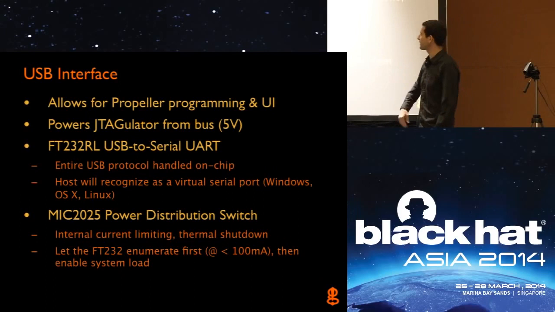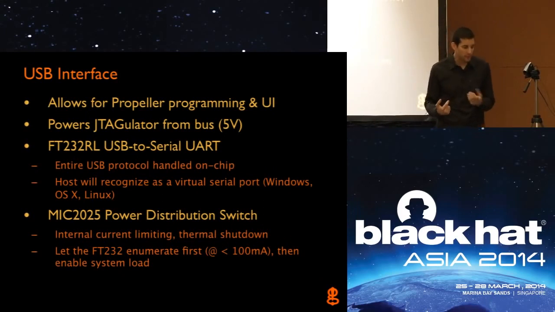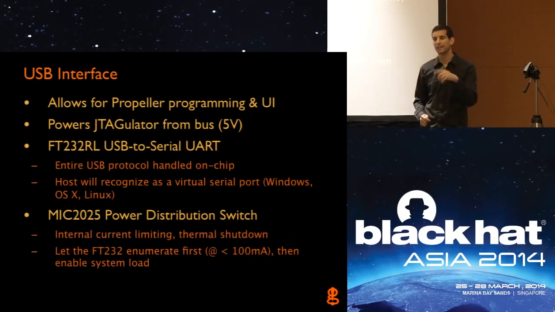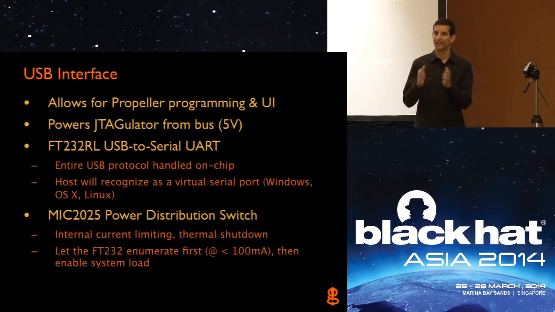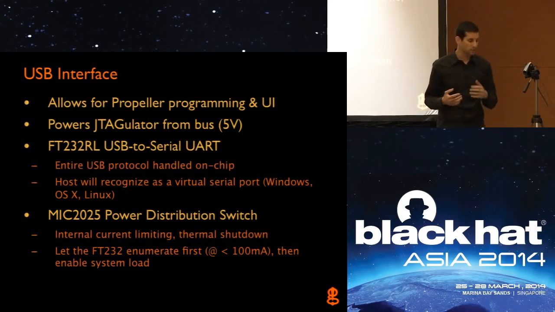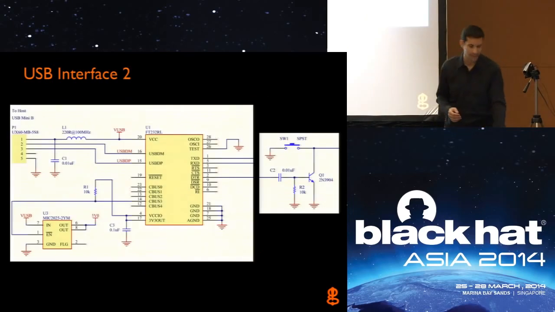So we're using a Micrel MIC2025 power distribution switch, which basically disconnects most of the circuit from the system, and when you plug in the JTAGulator, only the FTDI part gets powered up. So the enumeration happens properly with the target, and then once it's enumerated and the FTDI part says, I need 500 milliamps, the PC will give you that current, or at least allow that amount of current to be drawn, and then it will enable the rest of the system.